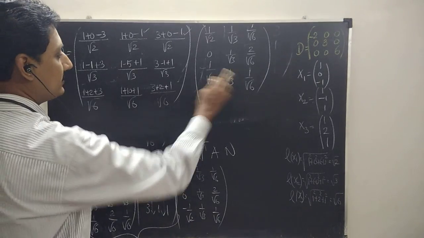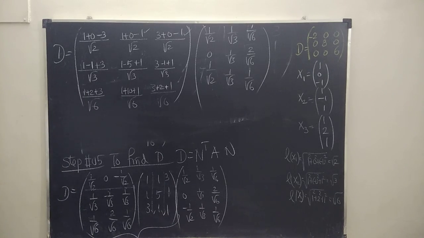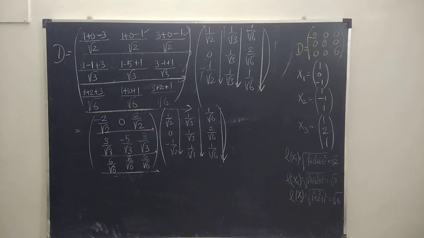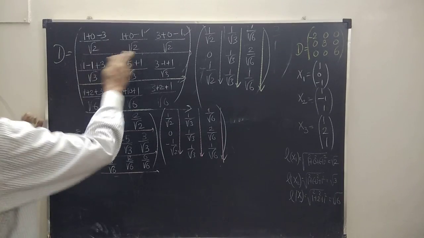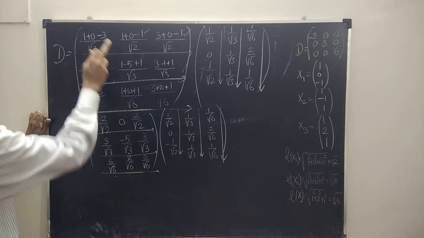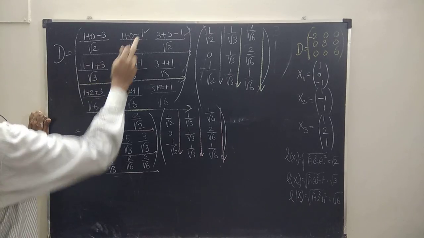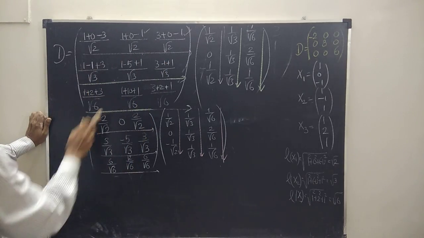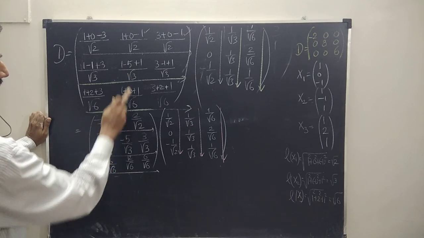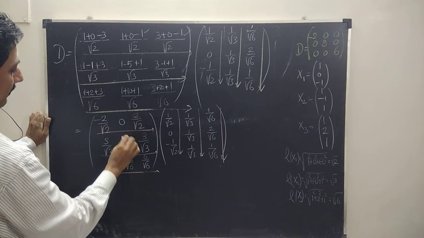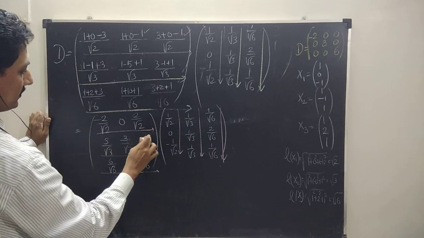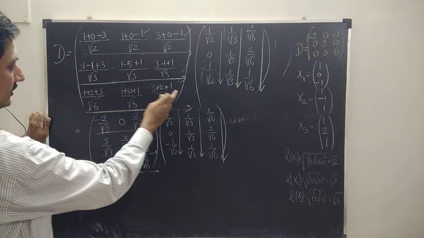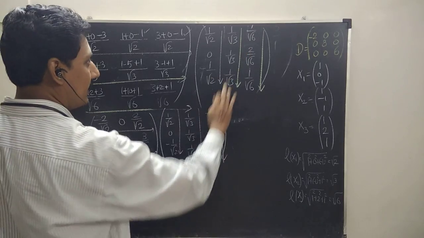And this matrix stays as it is. So let us see the matrix multiplication. After multiplying this, let us simplify this. 3 minus 1 minus 3 is minus 2 by root 2. This is 0. 3 minus 1 is 2 by root 2. And this becomes 3 by root 3. This becomes minus 2 plus 1. It's minus 3 by root 3. And this is plus 3 by root 3. This is 6 by root 6. This is 12 by root 6. This is 6 by root 6. Now the other matrix is as it is.